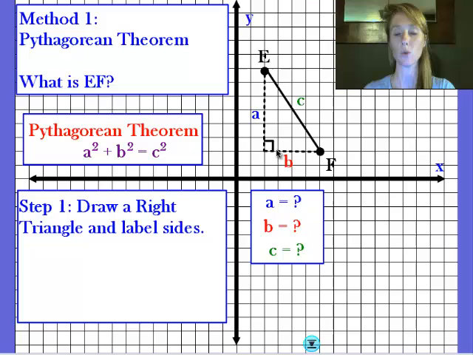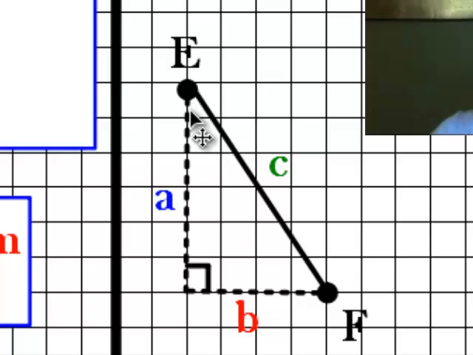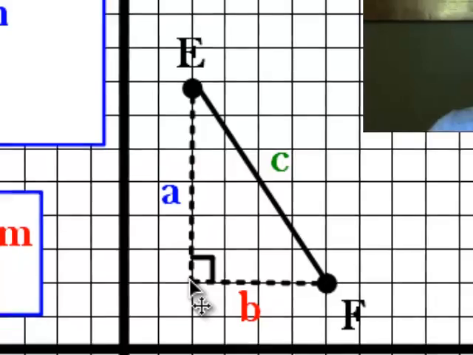Let's see how we can use the Pythagorean theorem to find the length of line segment EF. The first step is to draw a right triangle on the coordinate plane. I'm going to start at point E and draw a vertical line segment down to the same level as point F. So I'm drawing this side of the right triangle right here. You go ahead and do that as well. I'm also going to draw a horizontal line from point F to complete the right triangle.